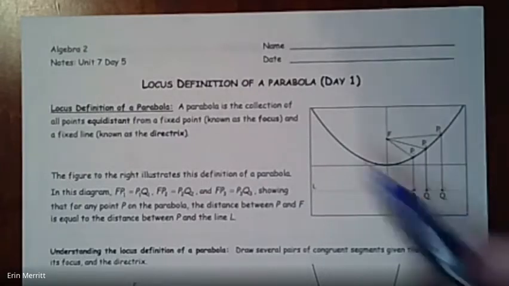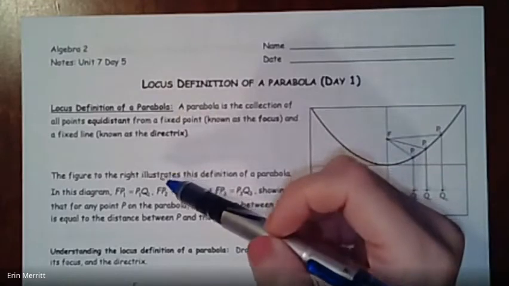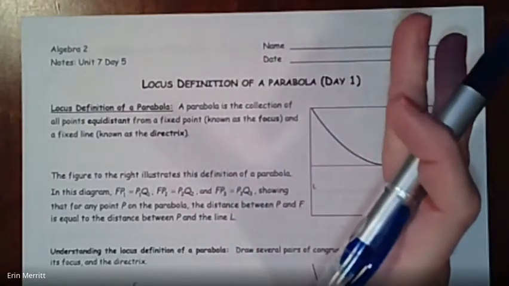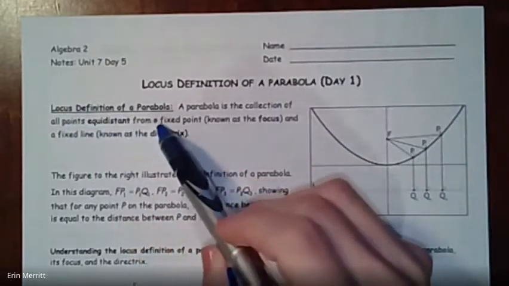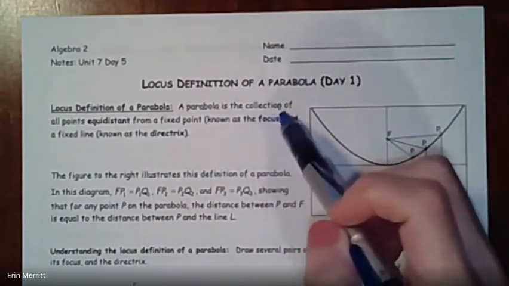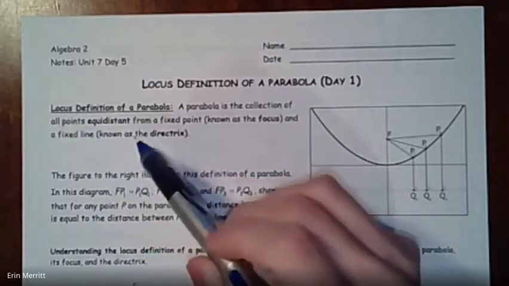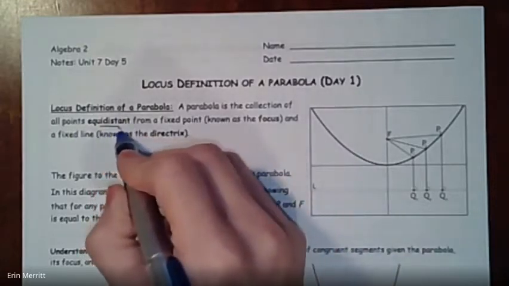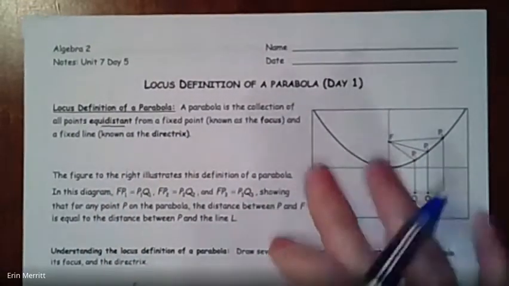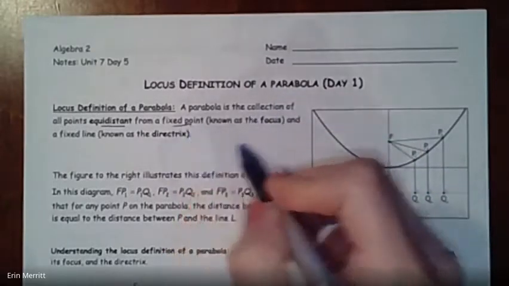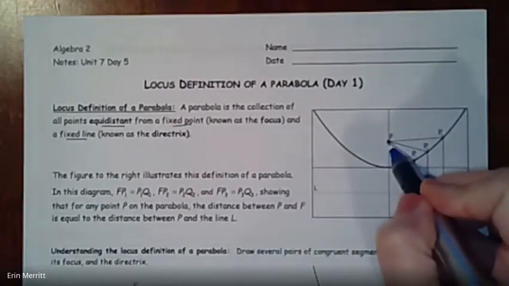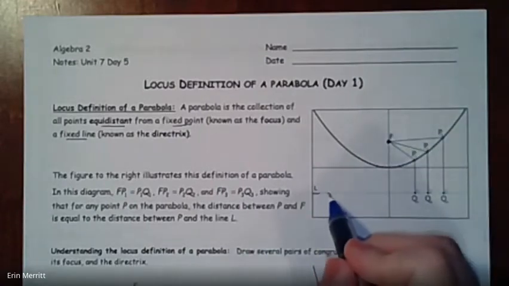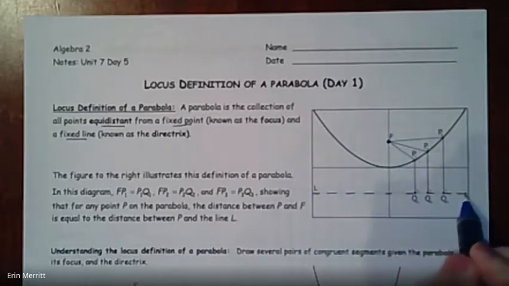Now, locus is just a set of points that fits any set of given conditions. So when it says the locus definition of a parabola, the parabola is the collection of all the points that are equidistant from a fixed point, known as a focus, and a fixed line. So it's all the points that are equidistant from the point, here is our fixed point, and from the line, here's the line down here, all right?